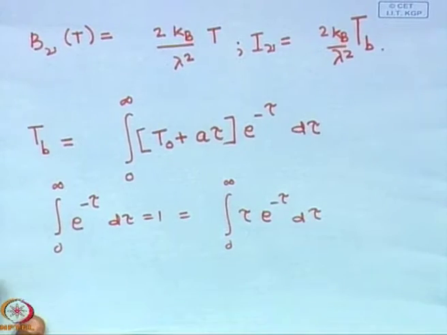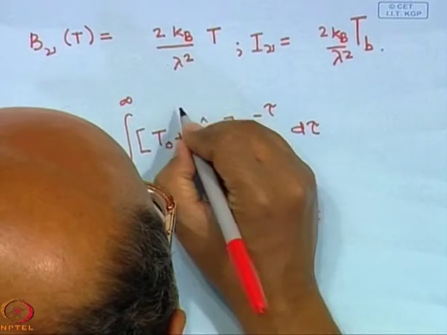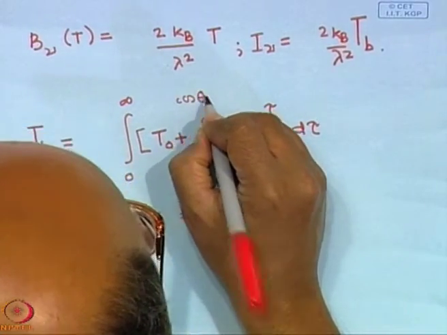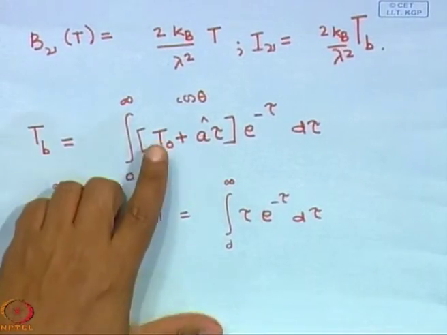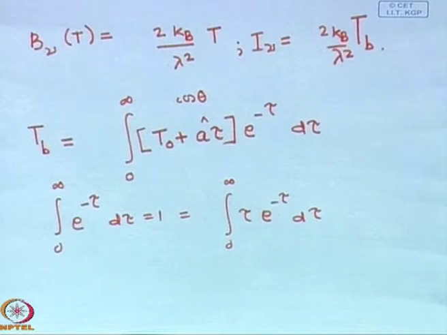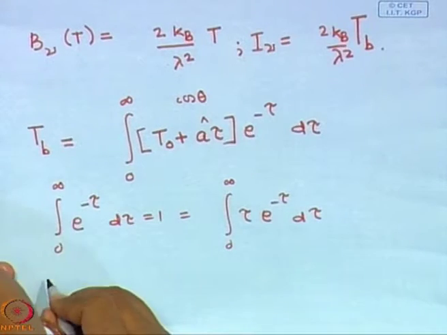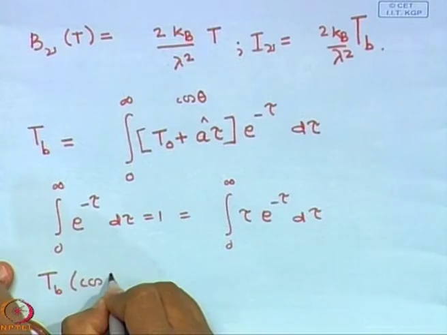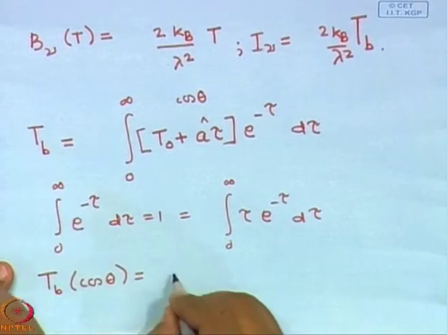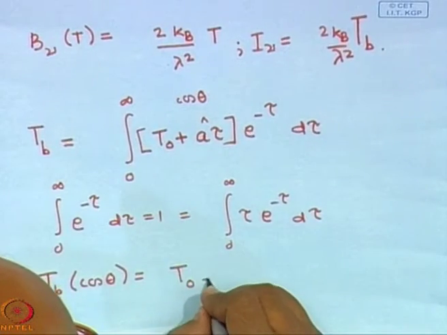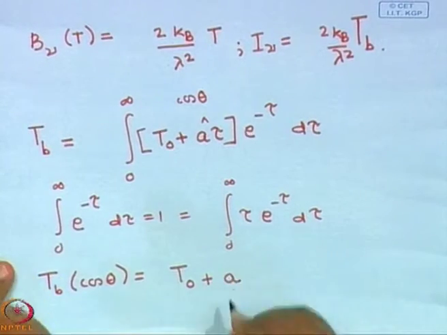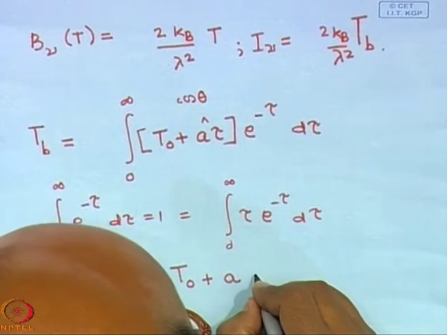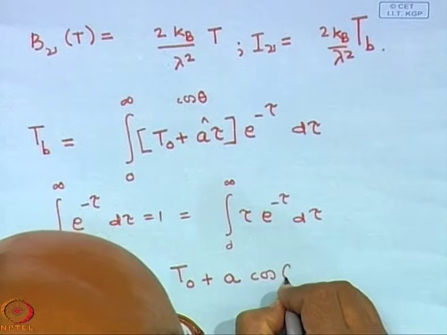So, it tells us that there should be a factor of cos theta here. The relation between temperature and optical depth is different in different directions, cos theta. Okay. So, what it tells us is that the brightness temperature T is a function of cos theta, and it is equal to T naught plus A into cos theta.